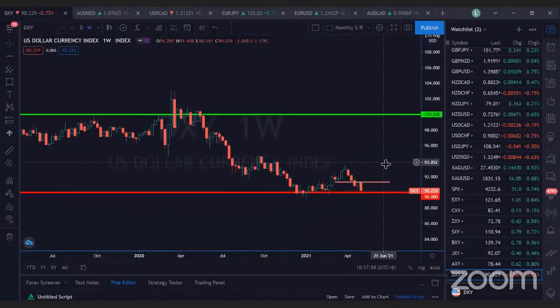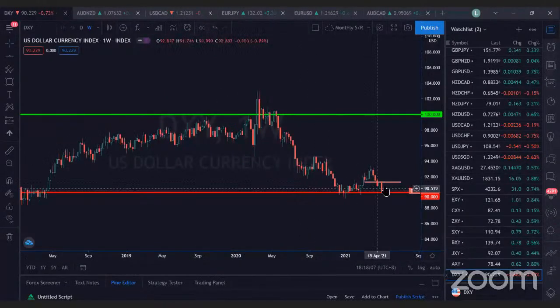And the last is DXY. I had a very handsome payout from DXY. Price is now coming to 90, a very strong horizontal level. You can see that it didn't break in the past. So I'm going to be cautiously bearish about USD. But since the cyclicity is nice for this, I'm still going to go in on any short setup.